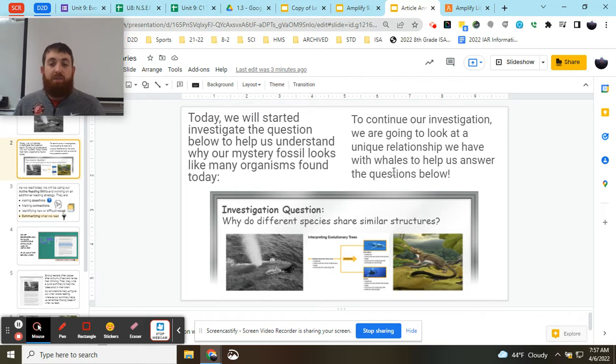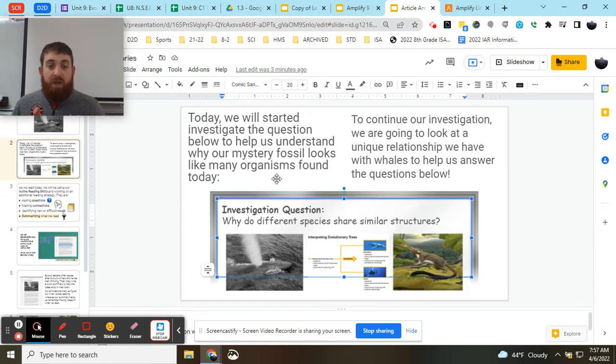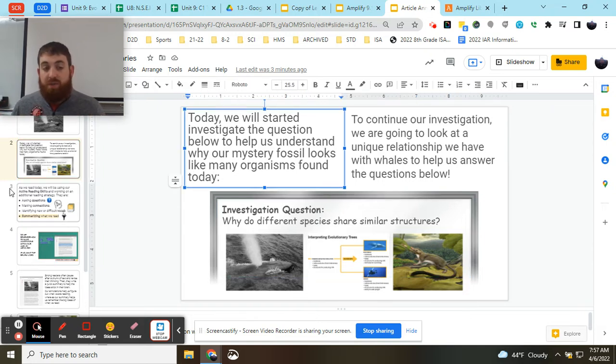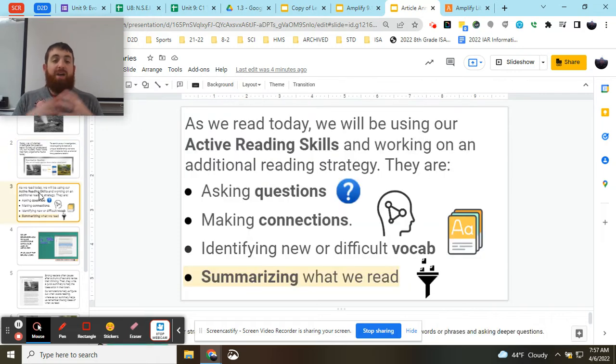So as we continue our investigation, we're going to be looking at this unique relationship between whales and us to help us not only answer this question, but again, help us figure out what's going on with the mystery fossil. So we know that as we read, we will be using our active reading skills and working on an additional reading strategy. Our active reading skills are annotating by asking questions, making connections, identifying new or difficult vocab, and the strategy we're going to be using today is summarizing what we read.